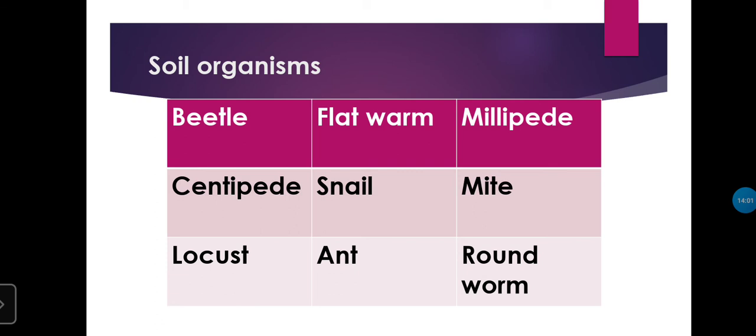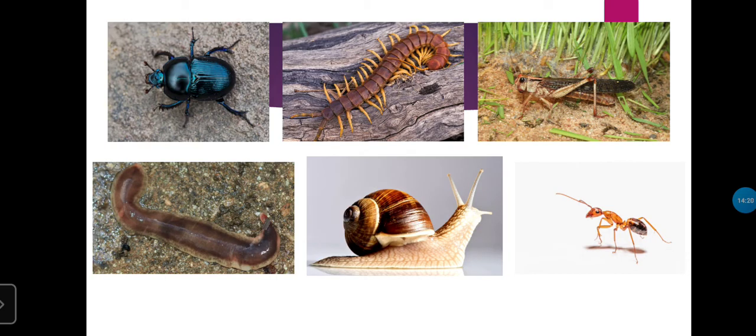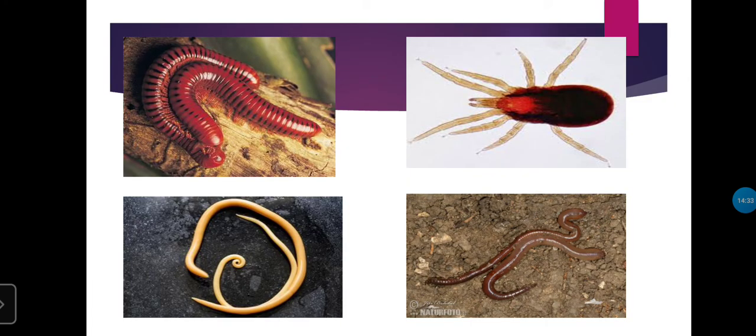Okay. Now we are going to learn about soil organisms. For example, beetle, flatworm, millipede, centipede, snail, mite, locust and roundworm. These are the soil organisms we can see in the soil. I have given you some pictures of soil organisms. I think you may be new to locust, the animal locust. In the third picture, you can see the locust. Okay, these are the soil organisms.